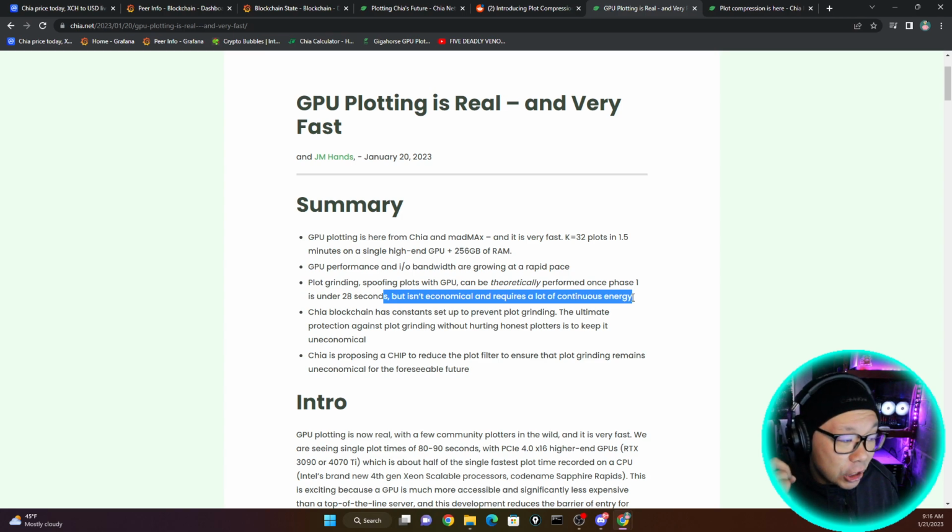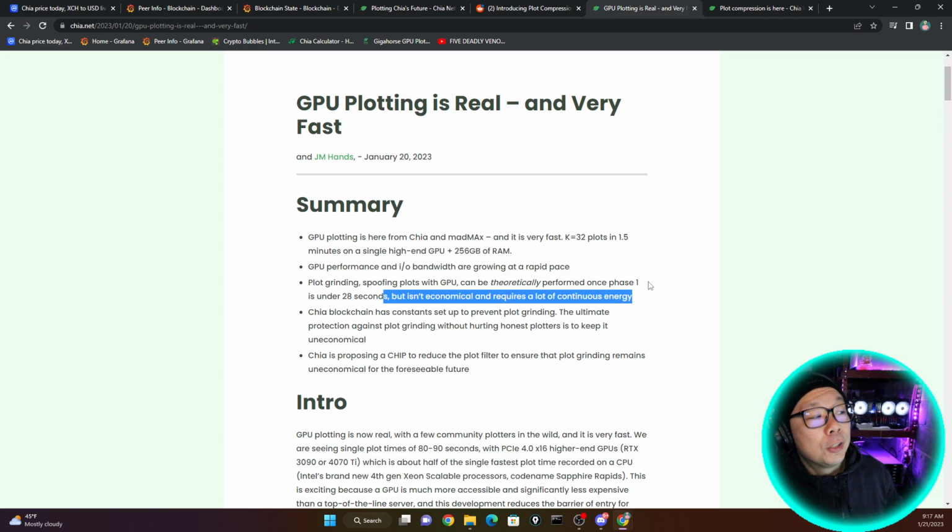All right. Chia is proposing a chip to reduce the plot filter to ensure that plot grinding remains uneconomical for the foreseeable future. The wording in here is "foreseeable future." By next year, nobody knows what the capabilities will be, depending on what hardware is released to the general public that they can purchase. 4090s may be an outdated thing, and 5090s, 6090s probably do what they're thinking people are not capable of doing now for the moment. So you have to remember that.